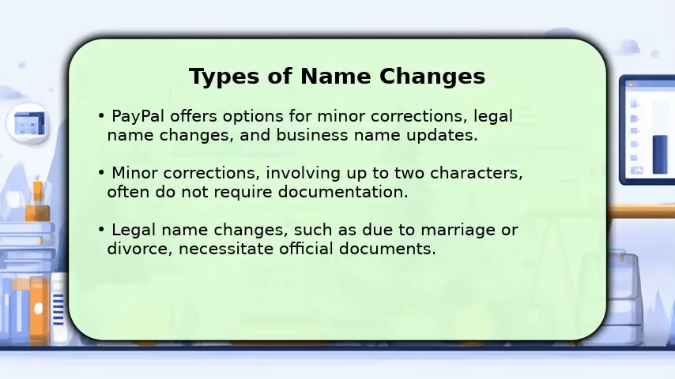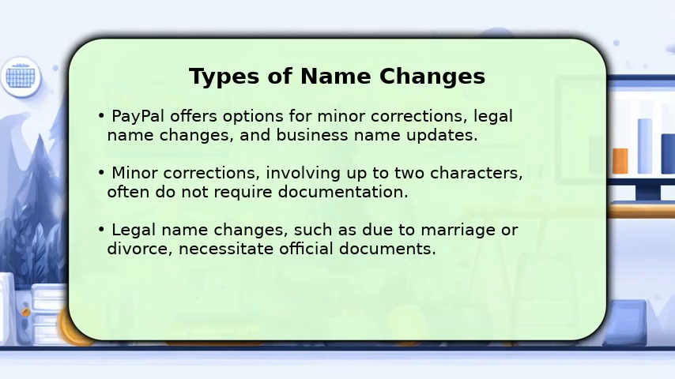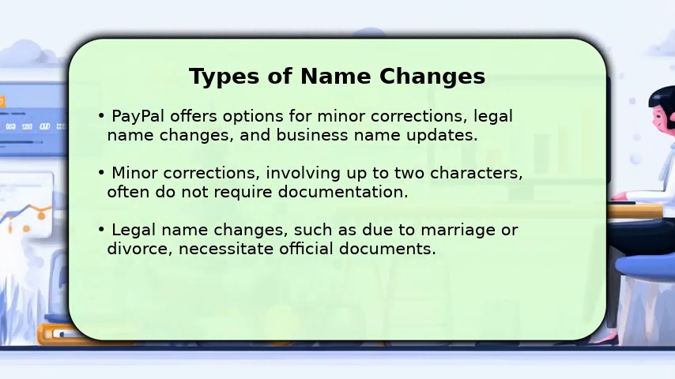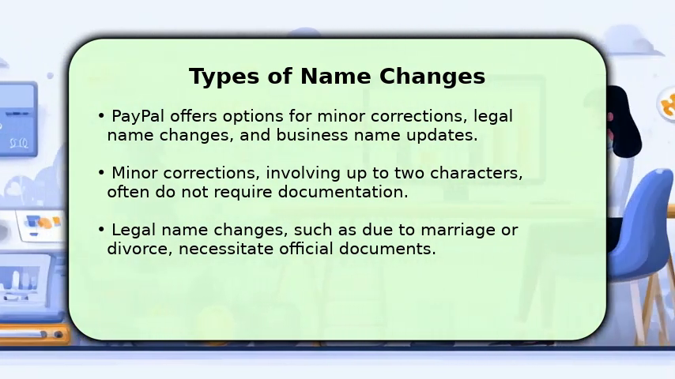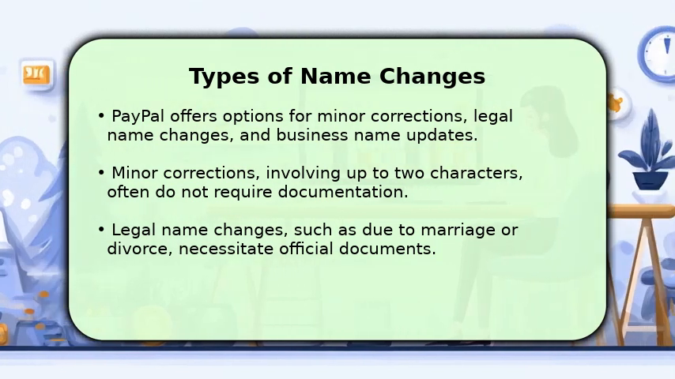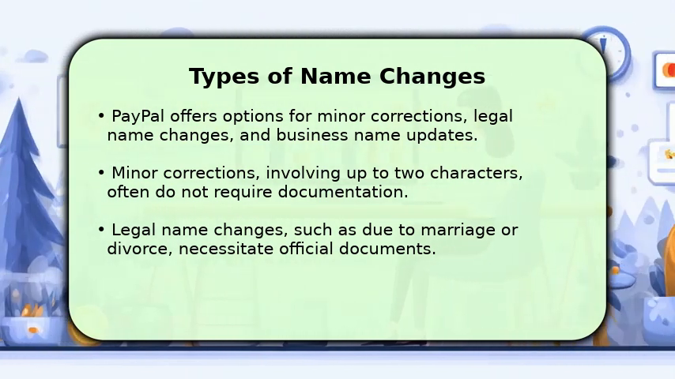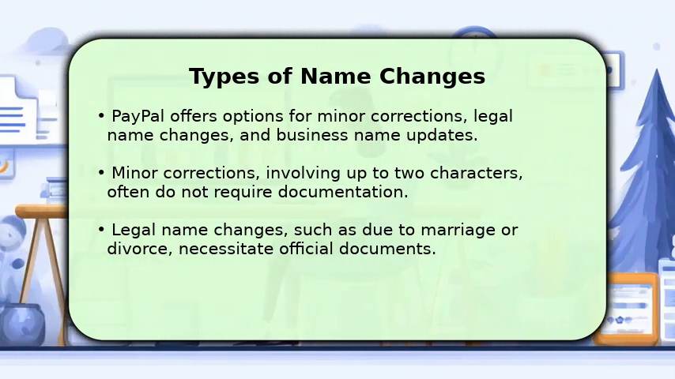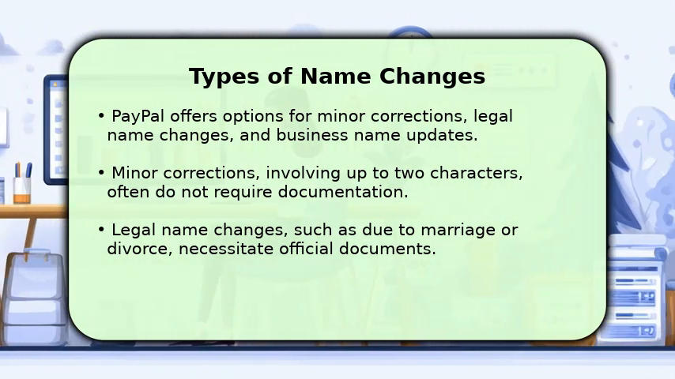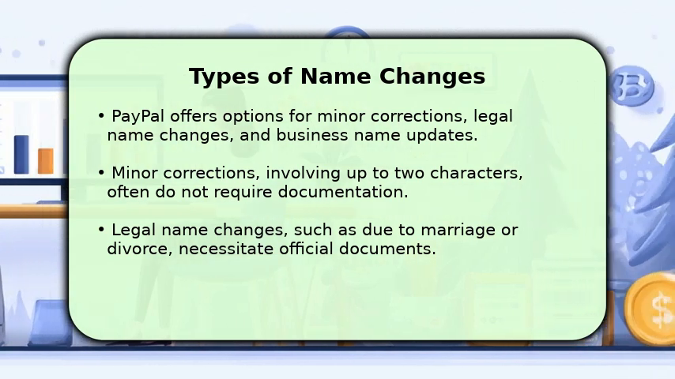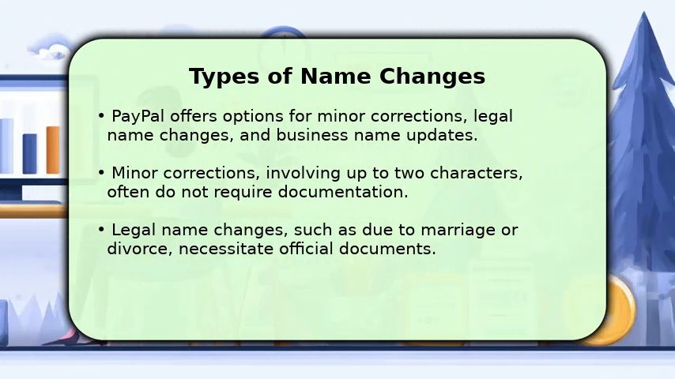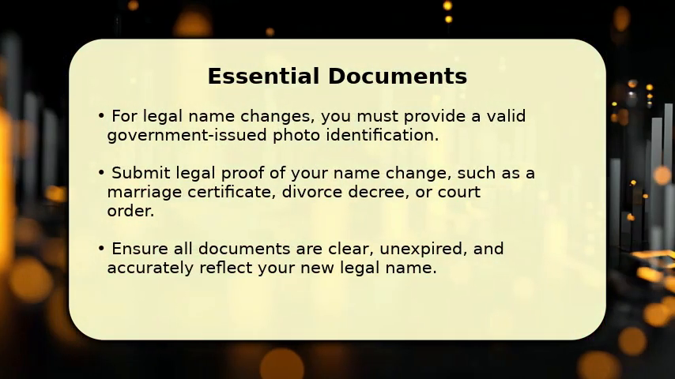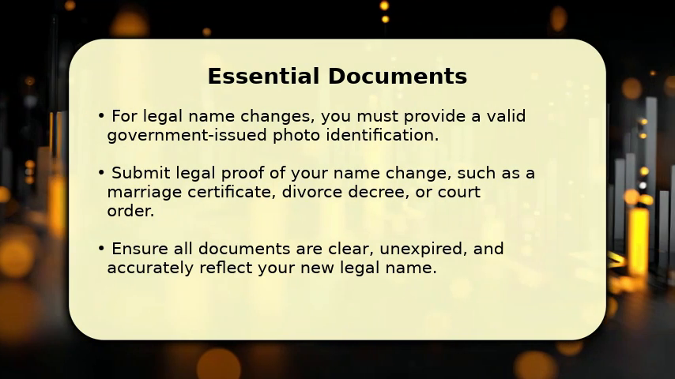PayPal categorizes name changes into three main types. You can make a minor correction, like fixing a small typo of up to 2 characters, which usually doesn't require any documents. For more significant changes, such as a legal name change due to marriage or divorce, you'll need to provide official proof. If you're updating a business account, specific business registration documents will be necessary to reflect the new legal business name.